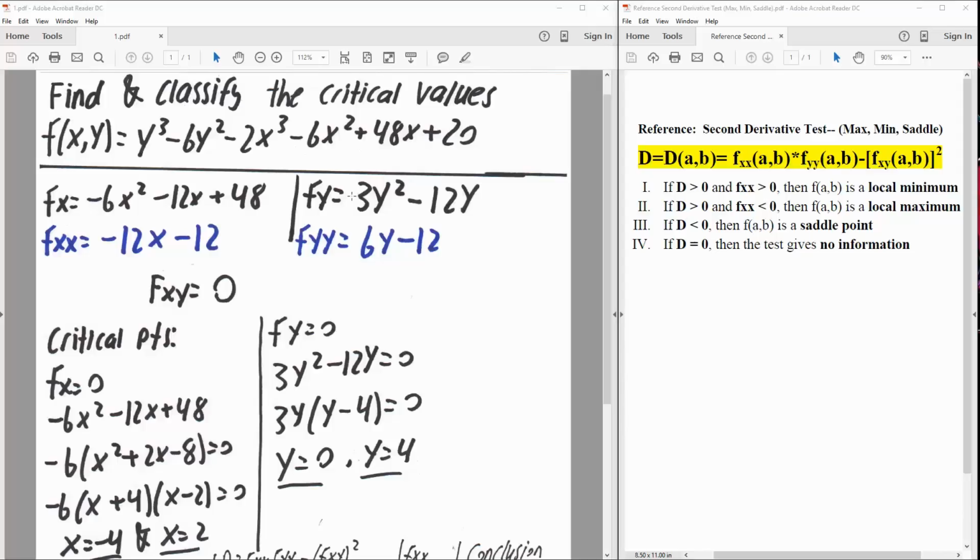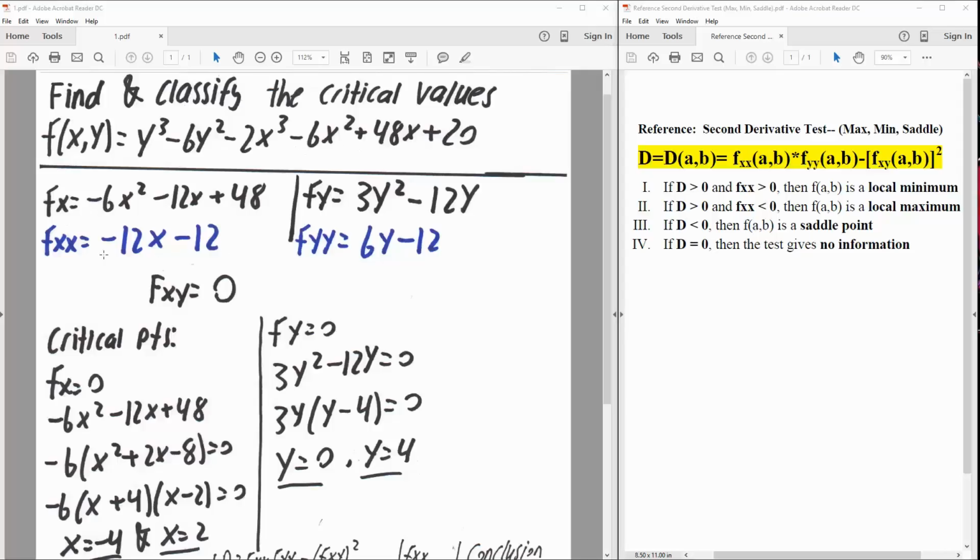So the first thing we wanted to do is take the first partial derivative in terms of x and y. When we take it in terms of x, we would get negative 6x squared minus 12x plus 48. Then we do the partial derivative in terms of y, so we would get 3y squared minus 12y, and the rest would be 0.